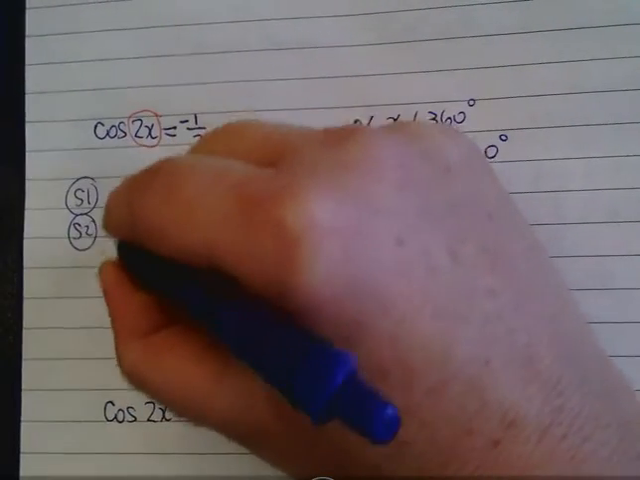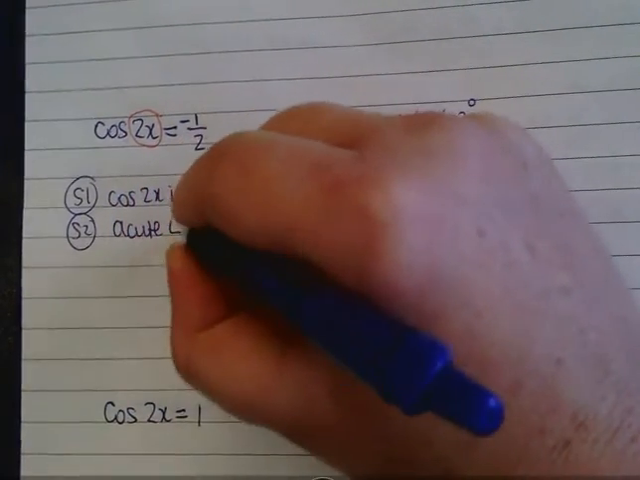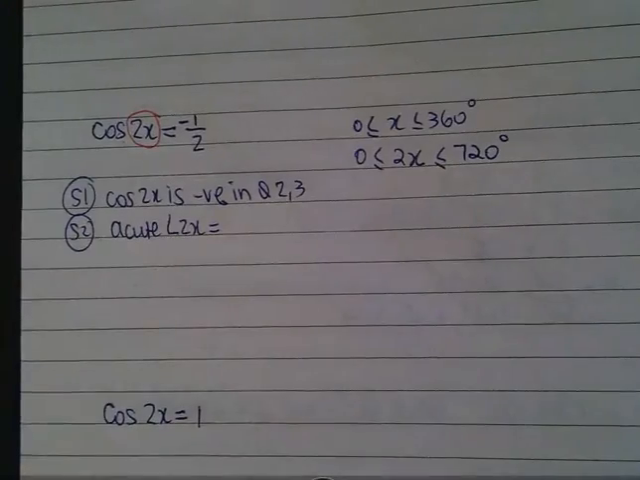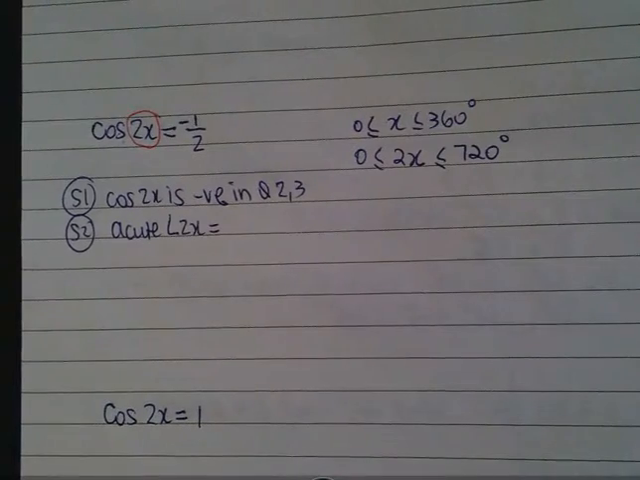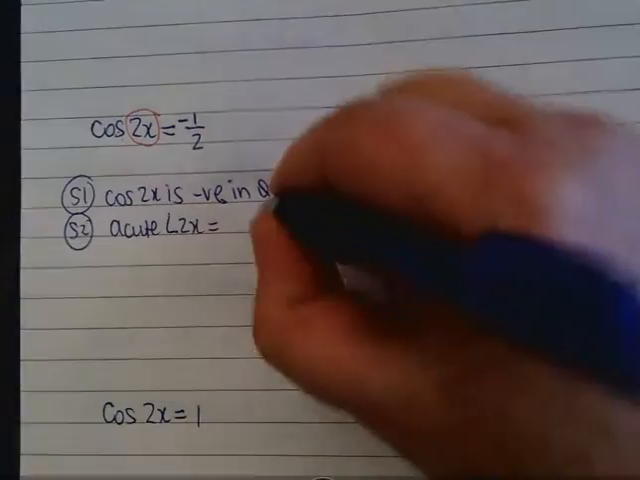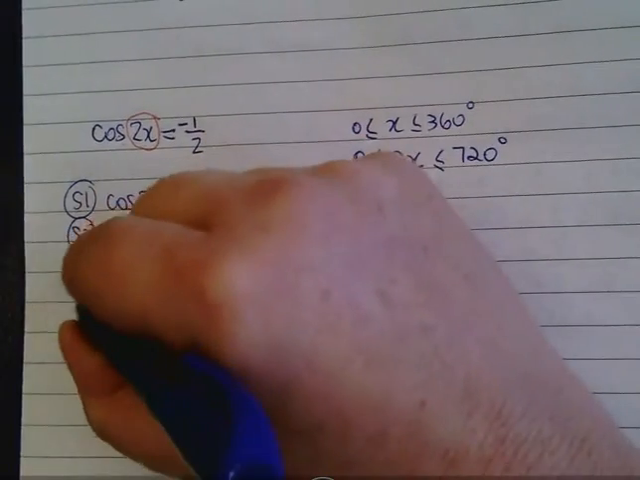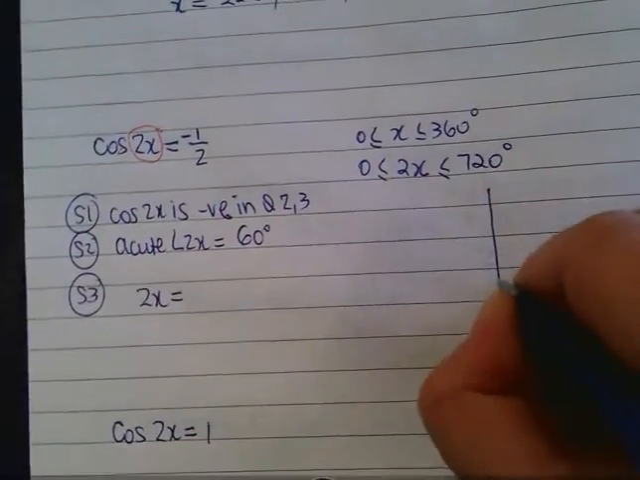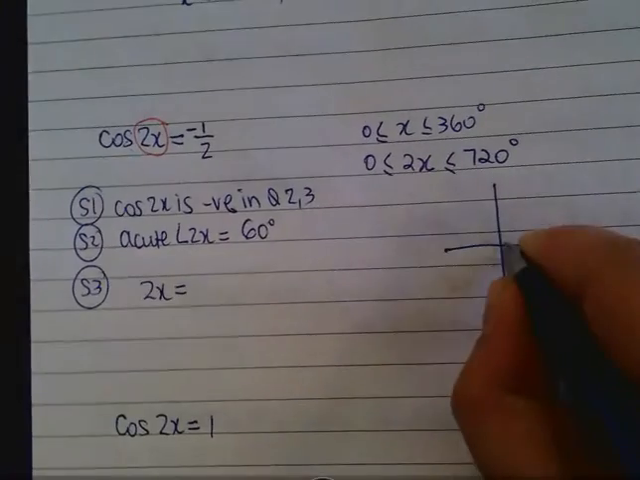Step 2. Acute angle 2x. Cos of that is a half. What is it? 60, 30 or 45? Step 3 is to draw it. Quadrants 2 and 3.